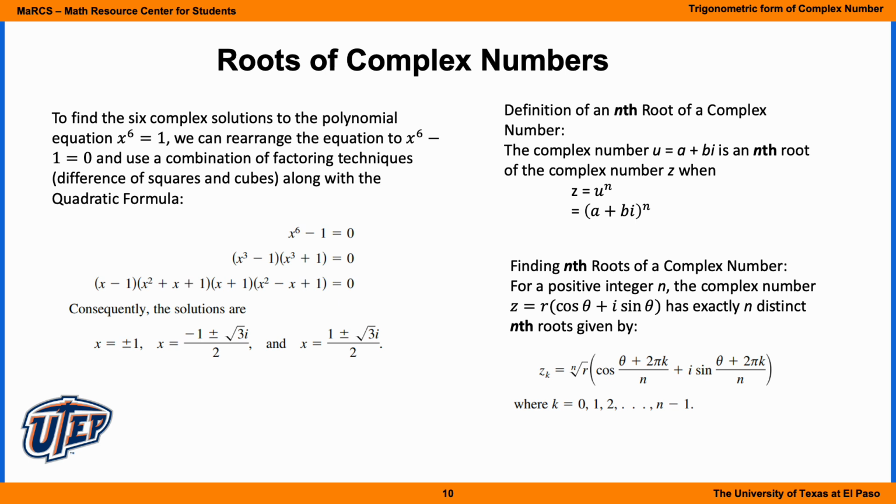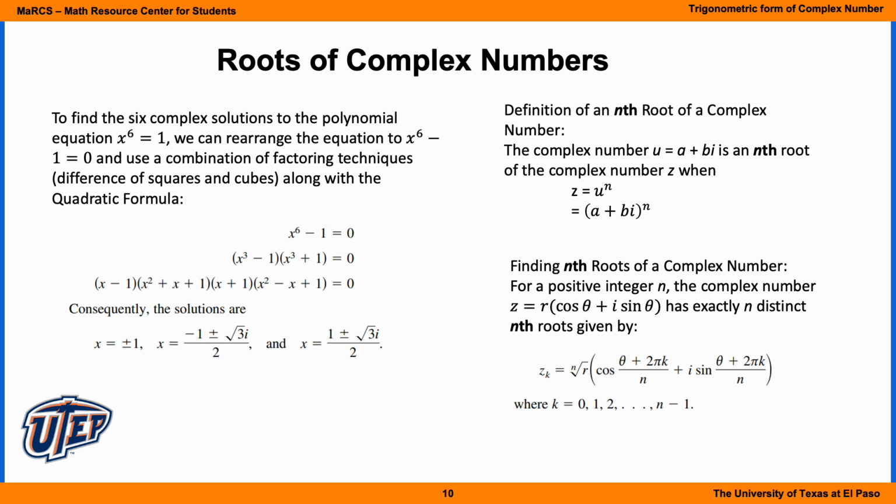Now that is the difference of squares. So x to the power of 6 minus 1 is equivalent to x to the power of 3 minus 1 times x to the power of 3 plus 1. Now using the difference of cubes, x cubed minus 1 is equivalent to x minus 1 times x squared plus x plus 1, and x cubed plus 1 is equivalent to x plus 1 times x squared minus x plus 1, and all of that set equal to 0.